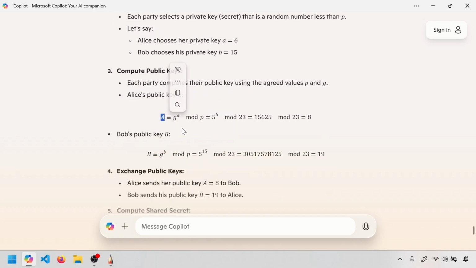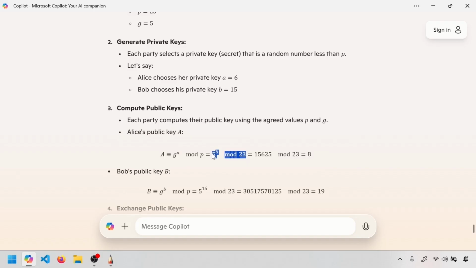And capital A is calculated, which is G raised to A, G raised to the secret of Alice, mod P, which is 5 raised to 6, mod 23. We have seen similar calculations before. 5 raised to 6 is a pretty big number, and mod 23 it is 8. And this 8 is visible to everyone: Bob, Eve, public, Alice, everyone. This is public information, right? Same as Bob does.